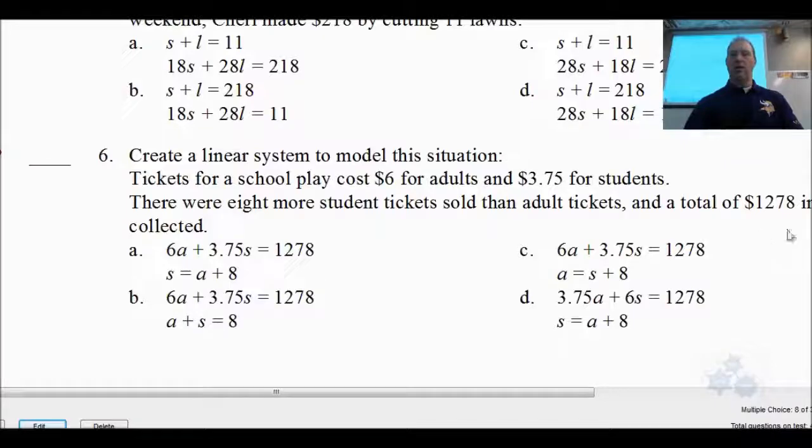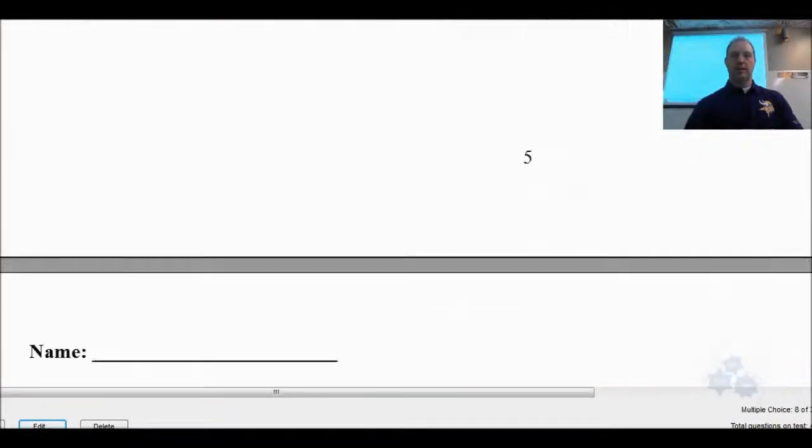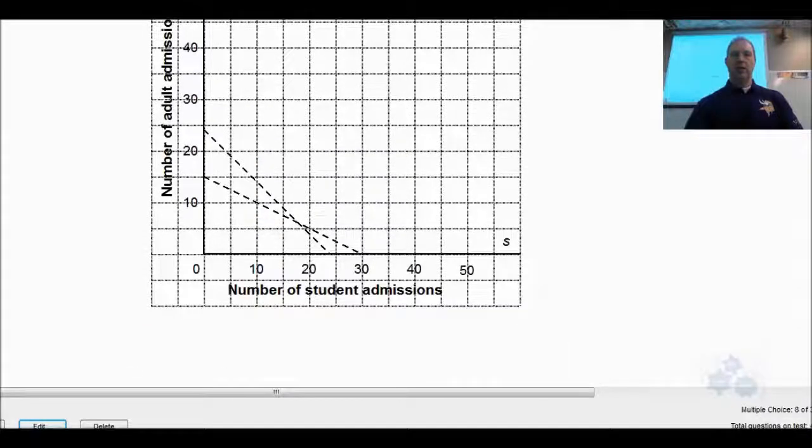Zoomed into the wrong question. Awesome. Okay, let's get back to this thing here. There we go. So, number of student admissions. You're going to want to try and find out where this is, again, as best you can.